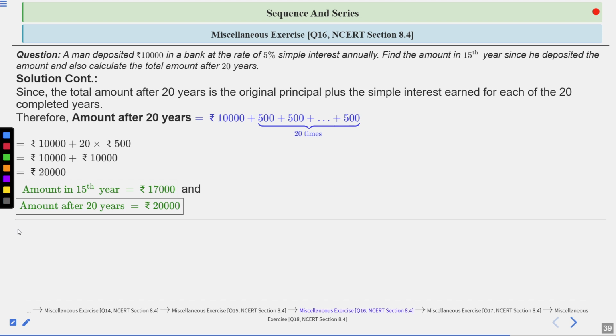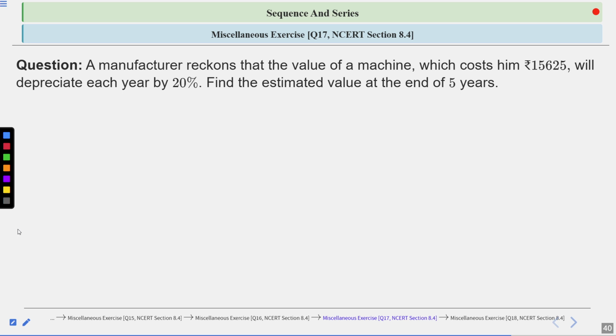Okay, let us move to the next question, which is question number 17. It says a manufacturer reckons that the value of a machine which costs him Rs 15,625 will depreciate each year by 20%. Find the estimated value at the end of 5 years. Okay. So again, you have 1 minute to solve or think about this question. After that, we'll move to the solution part.